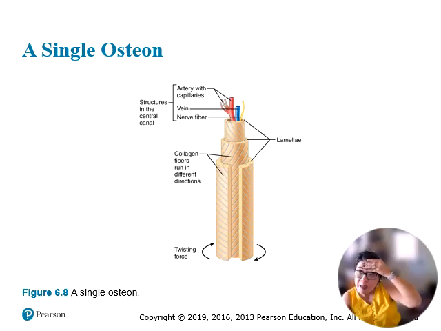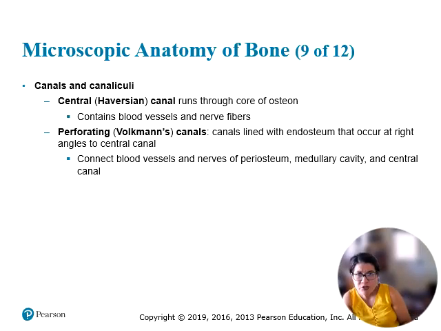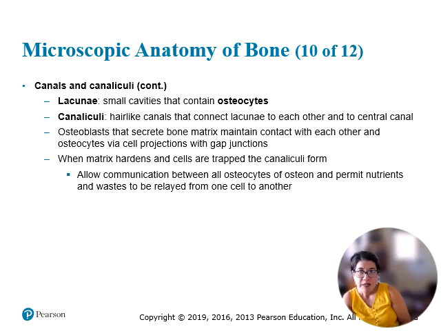And look at how the lamellae are going in different directions. So that's going to make it really strong. And then you've got your blood vessels and your nerve right in the middle. And we might see a side picture maybe. So there's canals. That's where the blood vessels are, that central hole that runs all the way down that pillar. That's where the blood vessels and nerves are. You've also got Volkmann's canals that have endosteum, and they connect the blood vessels to each other.